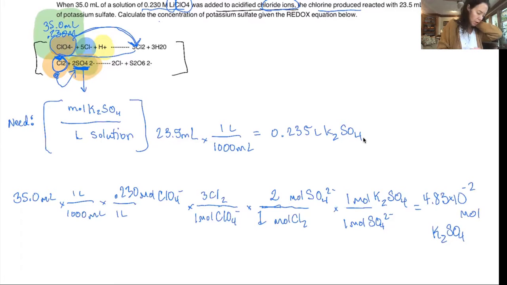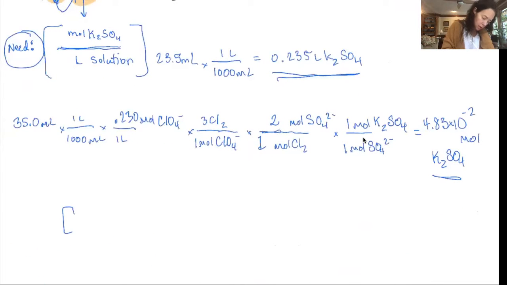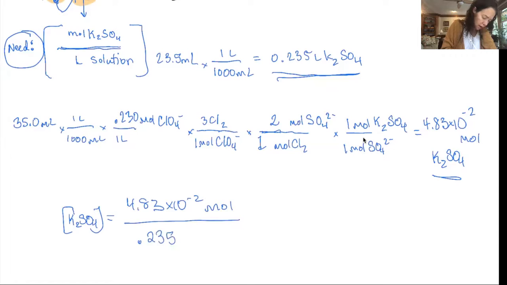All right. And remember, this is what we needed, right? What we needed was the moles per the liter. We've got our liters right here. We've got our moles right here. So to answer the question, the concentration of potassium sulfate is equal to 4.83 times 10 to the negative second moles over the 0.235 liters, and divided by 0.235 is 2.06. And that's it.